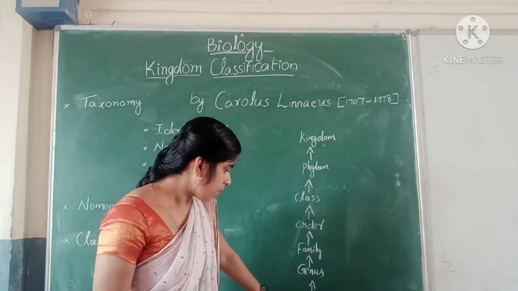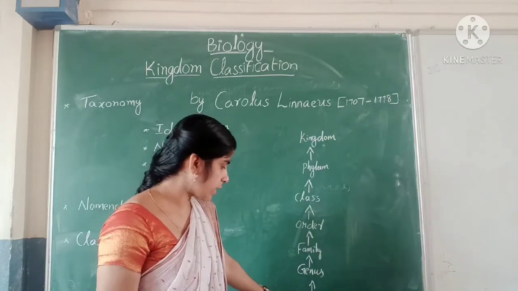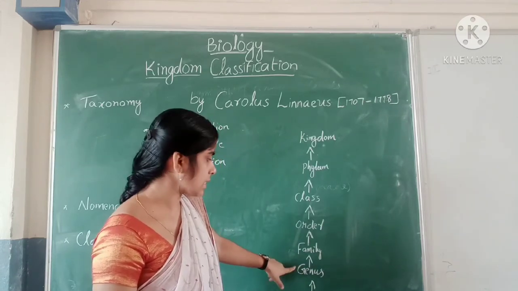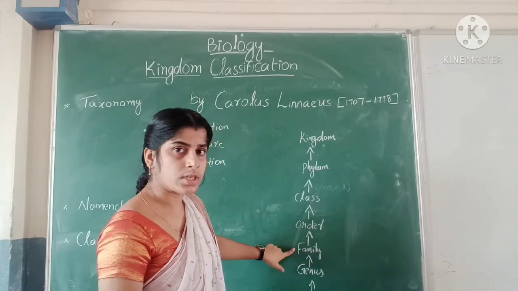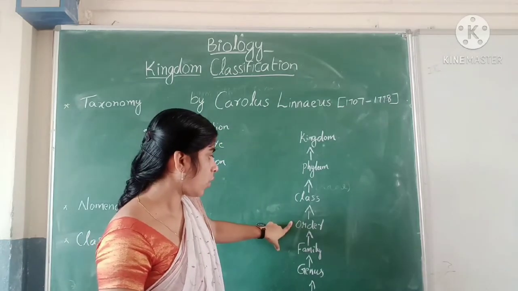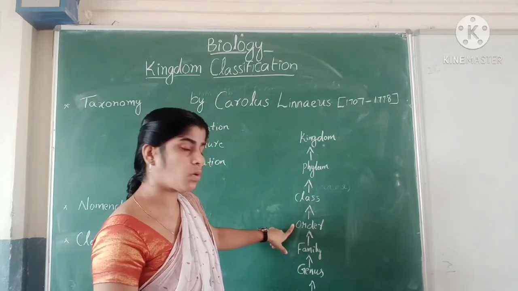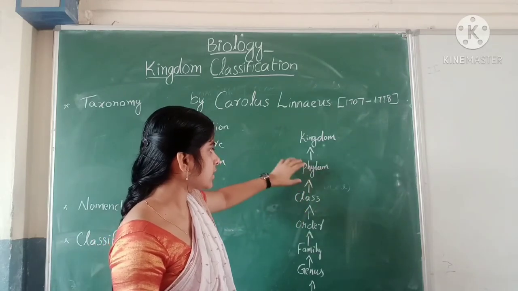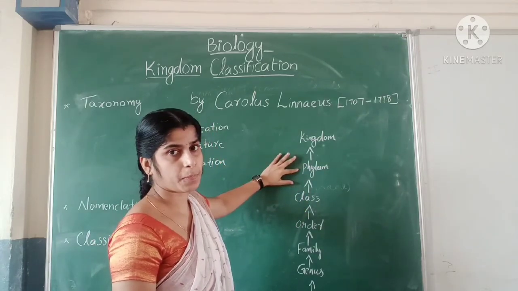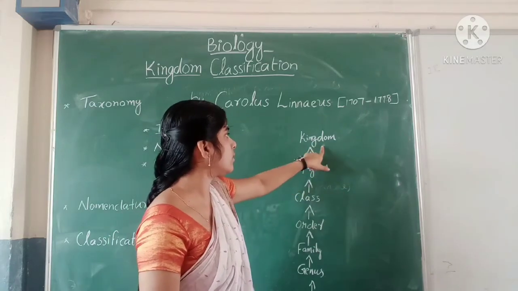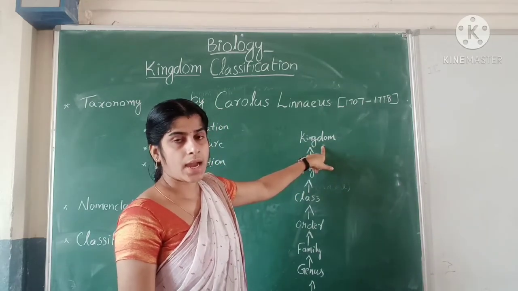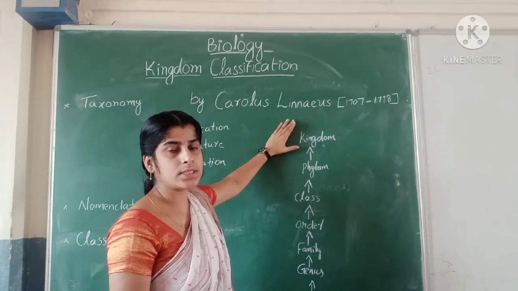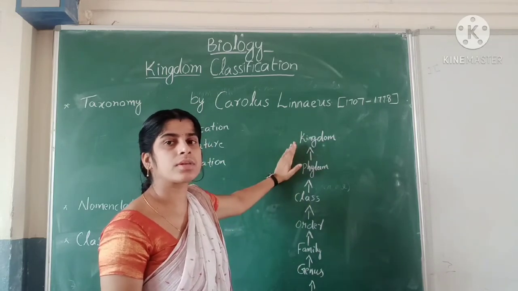See the system. First, at the bottom, that is species, a single one, and next is genus, a group of species. A group of genera is a family, a group of families comes into order, and a group of orders is a class. A group of classes comes to phylum, a group of phyla comes under the kingdom, and a group of kingdoms comes in a domain. So this is the hierarchical level of classification.